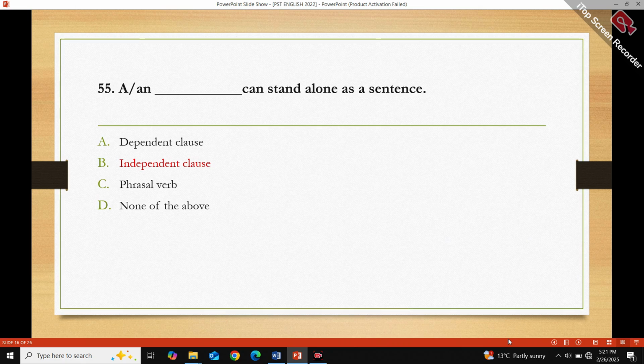So इसके साथ जब कोई भी preposition या कोई भी verb change होगा different sentences में different meaning देगा. तो यहाँ पर जो answer होगा correct one, an independent clause can stand alone as a sentence.